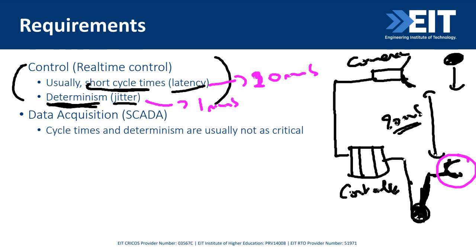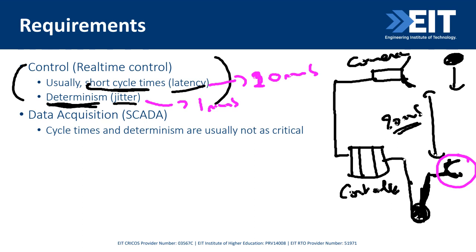This is a control application, it's real-time control. The sensor in this case is the camera. The actuator is the robotic arm. And this is motion control. We want all the data to be transmitted within a very predictable time. And determinism is essential here.